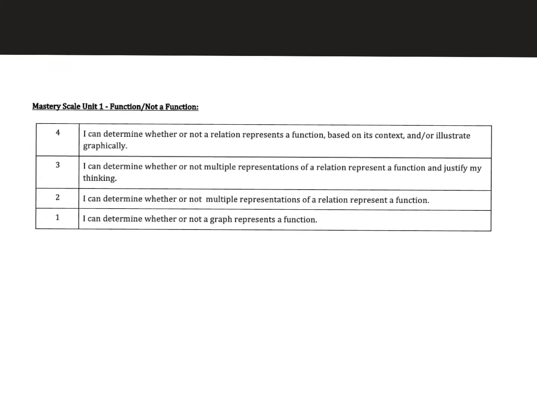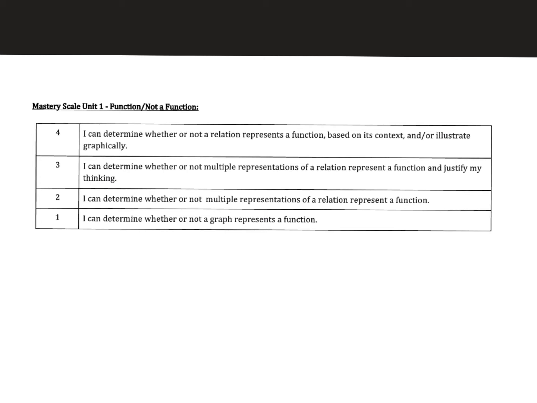It's basically just going to be, can you determine whether or not it's a function? And explain is the important thing for you to get to a level 4. So on the actual mastery, if you just say yes or no, that'll get you a 1 or a 2, depending on whether you get it right or not. A higher score comes if you can actually explain why it's a function.